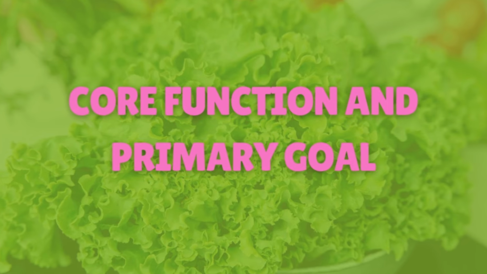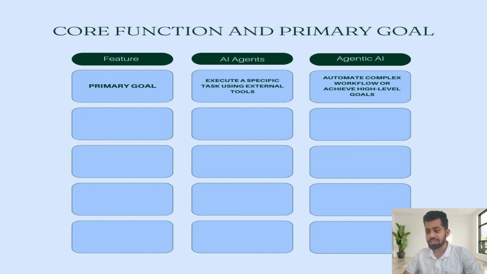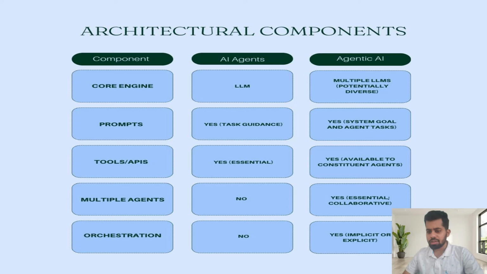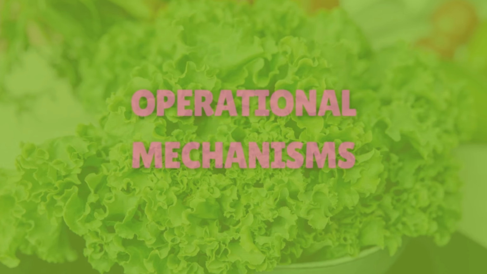Coming to the core function and goal, an AI agent's core function is executing specific tasks using external tools, while agentic AI automates complex workflows with orchestration. AI agents rely on an LLM plus tools, while agentic AI uses a multi-agent system with collaboration. From the architectural point of view, AI agents use a single LLM with prompts and APIs. They work solo without any orchestration. Agentic AI, on the other hand, uses multiple LLMs, system-level goals, multiple tools, and explicit orchestration. This is why agentic AI can scale into complex workflows.